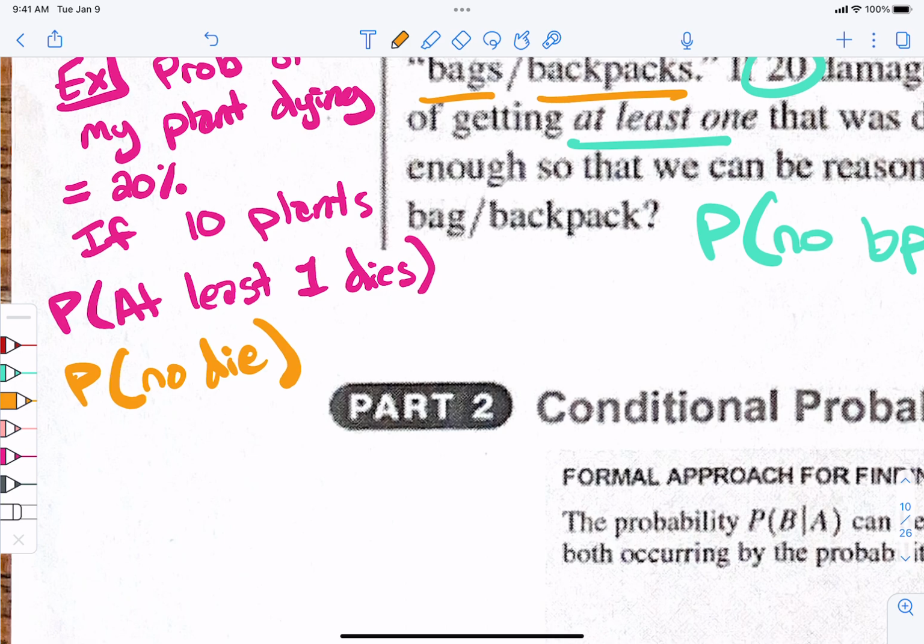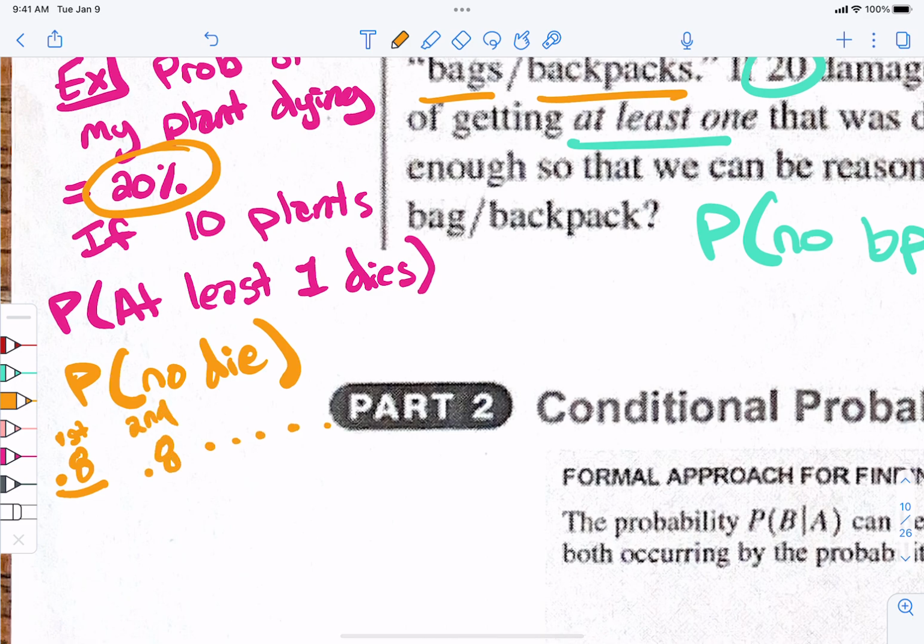How do I do the probability of none dying? The first one doesn't die. What's the probability that the first one does not die? 0.8. Because we're talking about dying, 20% is my death rate, so for not dying it would have to be 0.8. The second one not dying would also be 0.8.